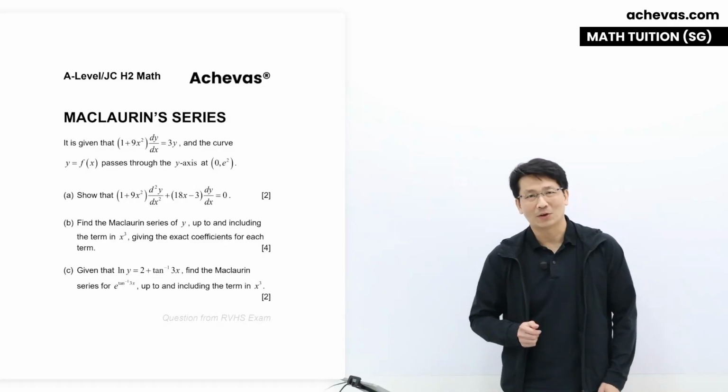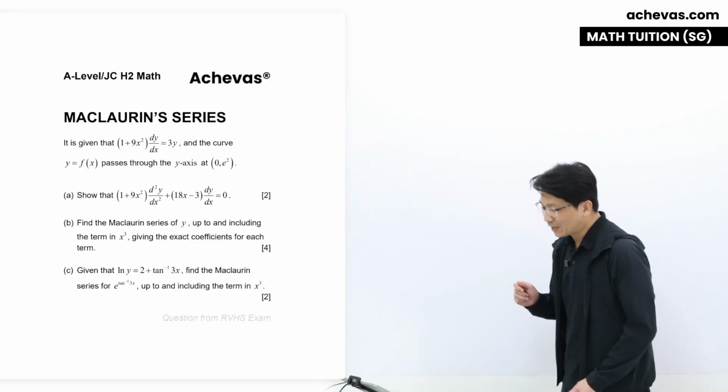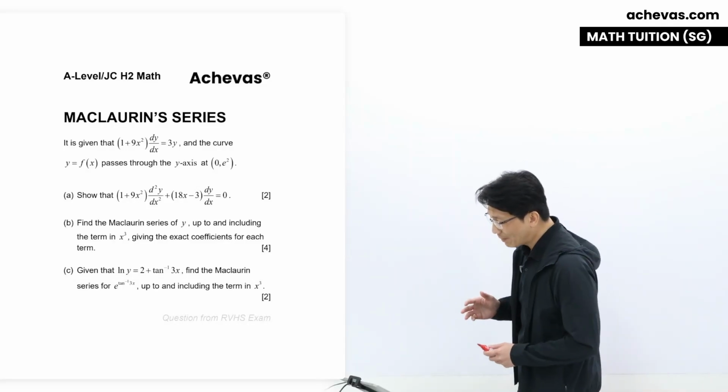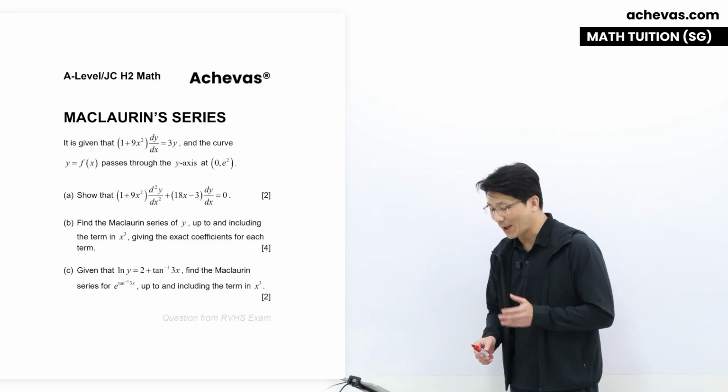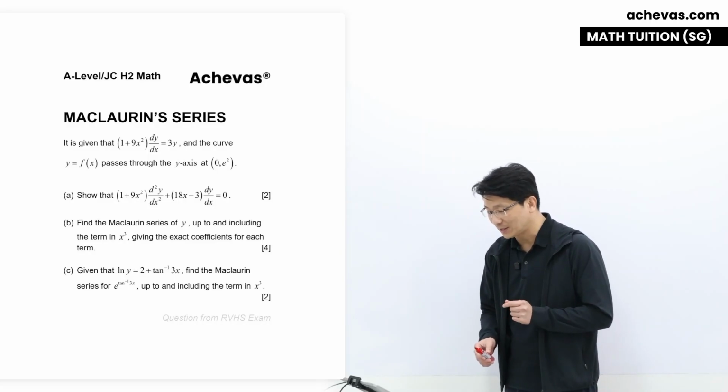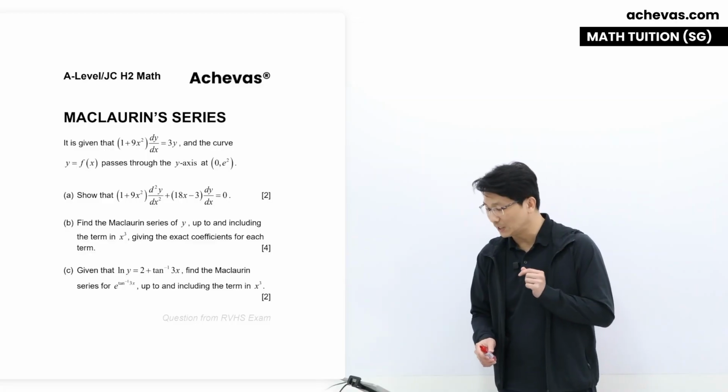A look at the question of Maclaurin series. We are given the expression (1 + 9x²) dy/dx = 3y. And this curve y = f(x) passes through the y-axis at the coordinates (0, e²).